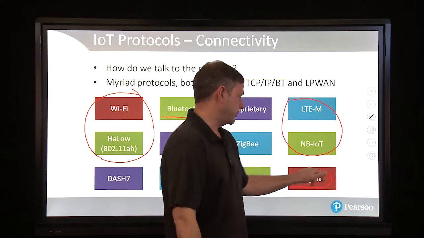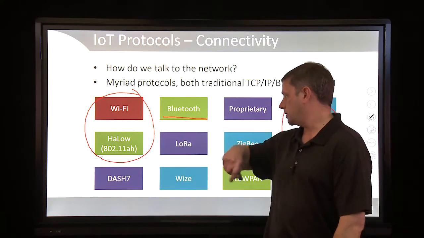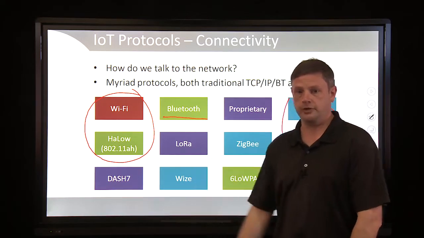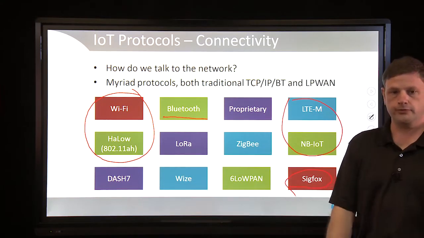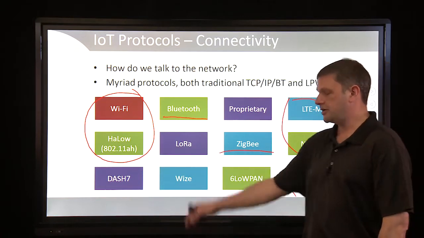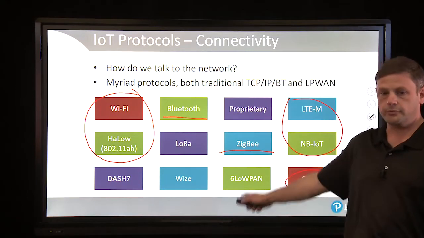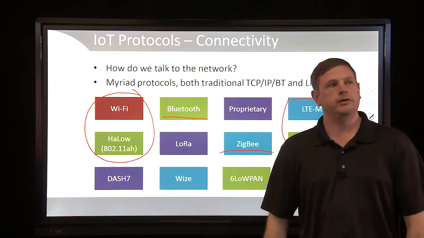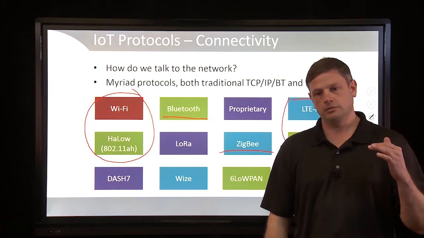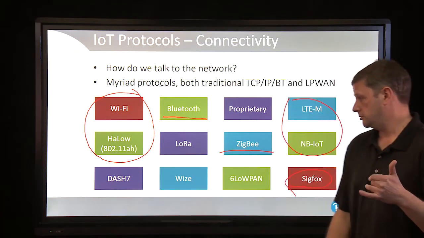Sigfox is a proprietary cellular protocol. We got LoRa for low power, long range stuff. Zigbee, built on 802.15.4, so there's a whole bunch of protocols that can be used. Zigbee is commonly used in mesh networks. And 6LoWPAN. 6LoWPAN is awesome. 6LoWPAN is IPv6, low power, personal area network. Pretty sure that's what it is.